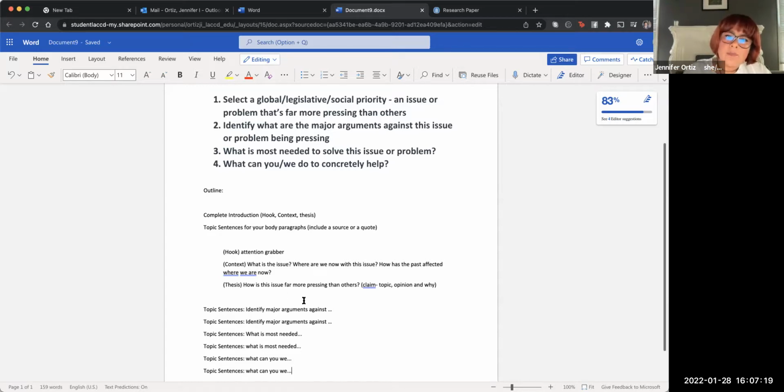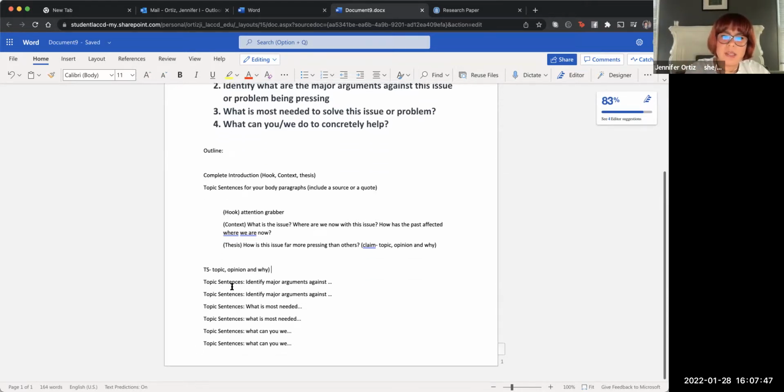So the outline is requiring you to outline each topic sentence. Remember, a topic sentence is also a claim. So each topic sentence, I'll put TS, has to have a topic, an opinion, and a why. Each and every one of these sentences has to have a topic, an opinion, and a why. A topic, an opinion, and a why of what is the major argument against. A topic, an opinion, and a why, what is the most needed.